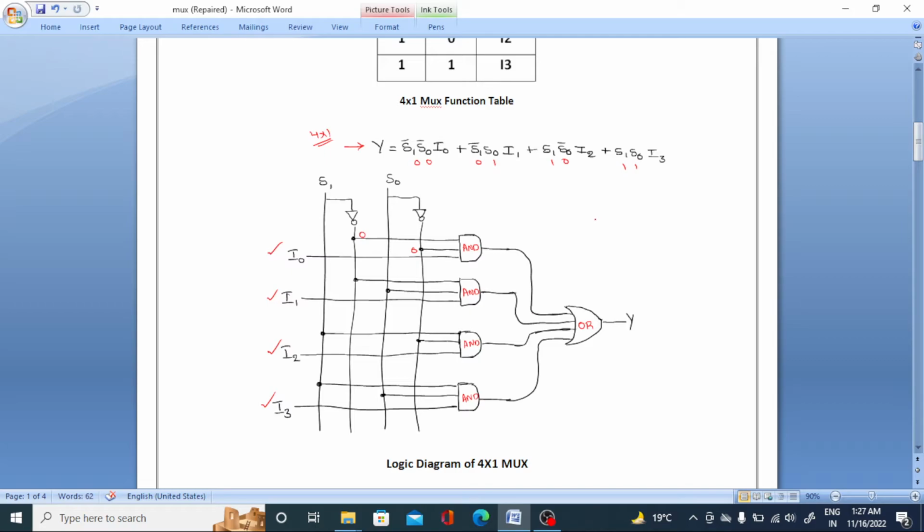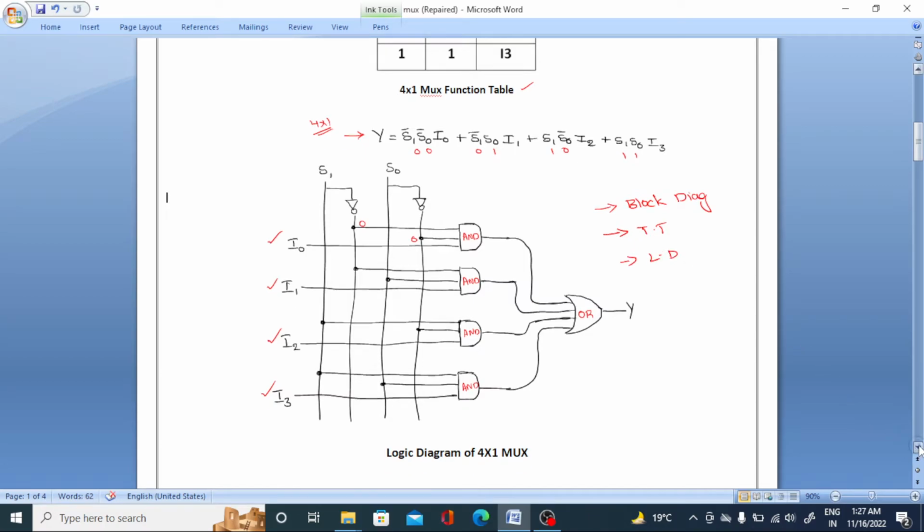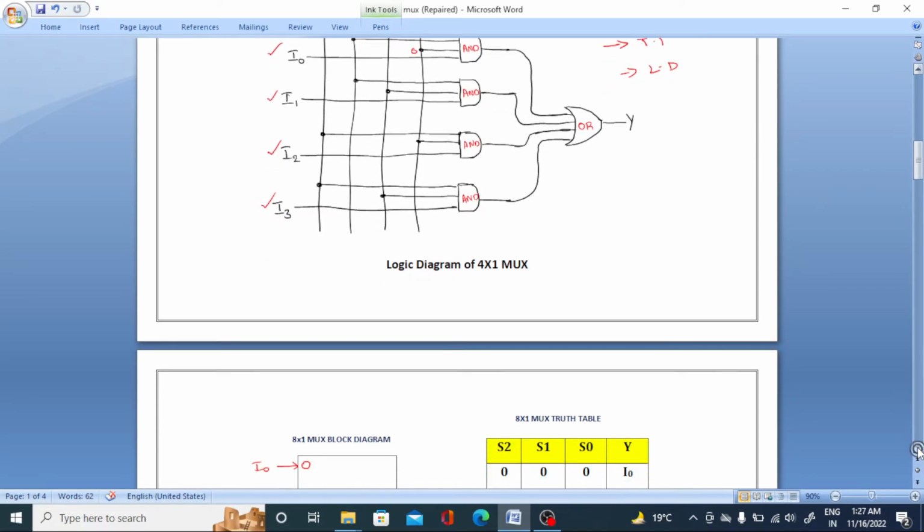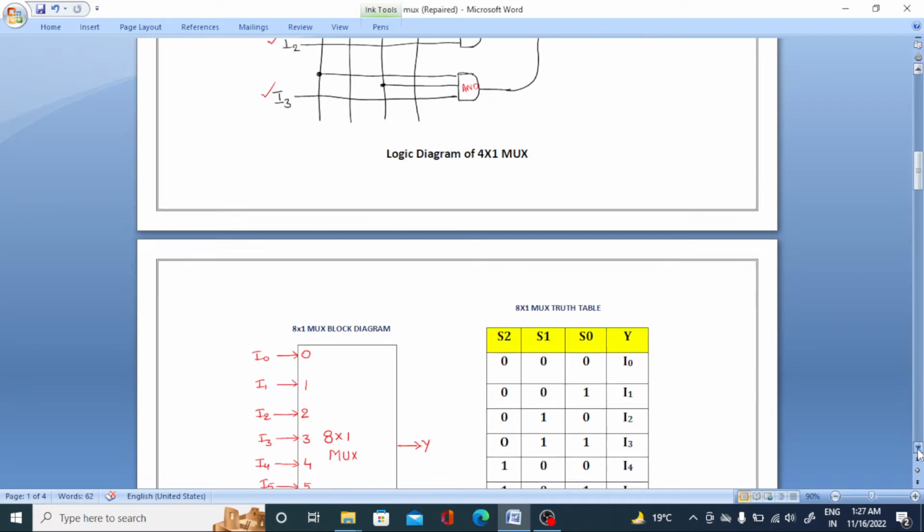So for any combinational circuit, please remember these three. You need to draw the block diagram first, the block diagram representation. The second one is the functional table or truth table, and the next is the logic diagram. These three are compulsory. Similarly, for your understanding, I made an 8x1 multiplexer here also.